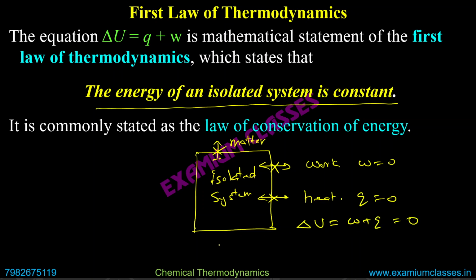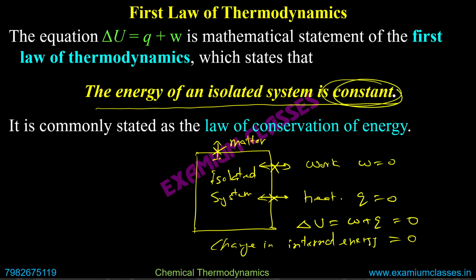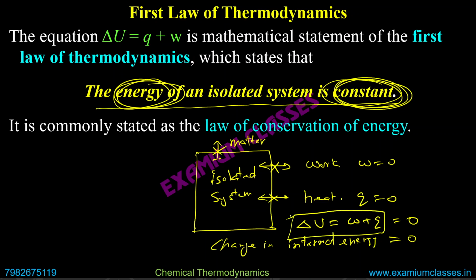If delta U is 0, it means the change in internal energy is 0. If the change is 0, it means the internal energy is constant. So the energy of an isolated system is constant. That is actually proved by this mathematical equation. So in words, first law of thermodynamics: the energy of an isolated system is constant. Mathematically, delta U equals Q plus W. So this is actually the law of conservation of energy. The energy is conserved. If it is not going out and not getting in, then it will be constant. It cannot be created, it cannot be destroyed.